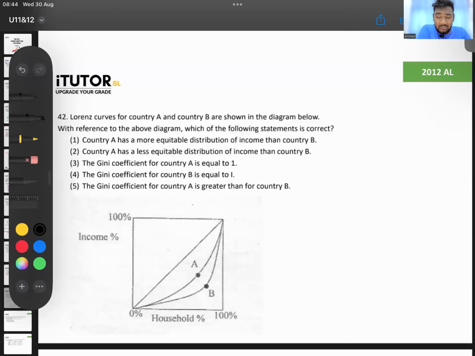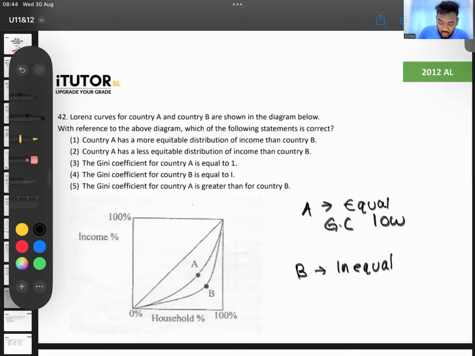Guys, looking at country A and B, can you tell who has more equal and who is more unequal? Who is more equal in income distribution? This is country A and country B. So country A is more equal, right? Country B, comparative to country A, has a more unequal income distribution. Then what can we tell about their Gini coefficient? Country A's Gini coefficient, will it be lower or higher than country B? Country A has equal income distribution, which means their Gini coefficient will be comparatively lower. These people's Gini coefficient will be comparatively higher.